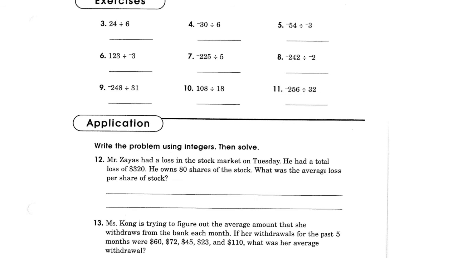All right, when you guys are doing this, the easiest thing I can tell you to do is just do your division. So I know that 24 divided by 6 is 4. They're both positive, so my answer is positive. On problem number 4, I know that 30 divided by 6 is 5. One's negative, one's positive, so my answer is negative. I know that 54 divided by 3 is 18. They're both negative, so my answer is positive.